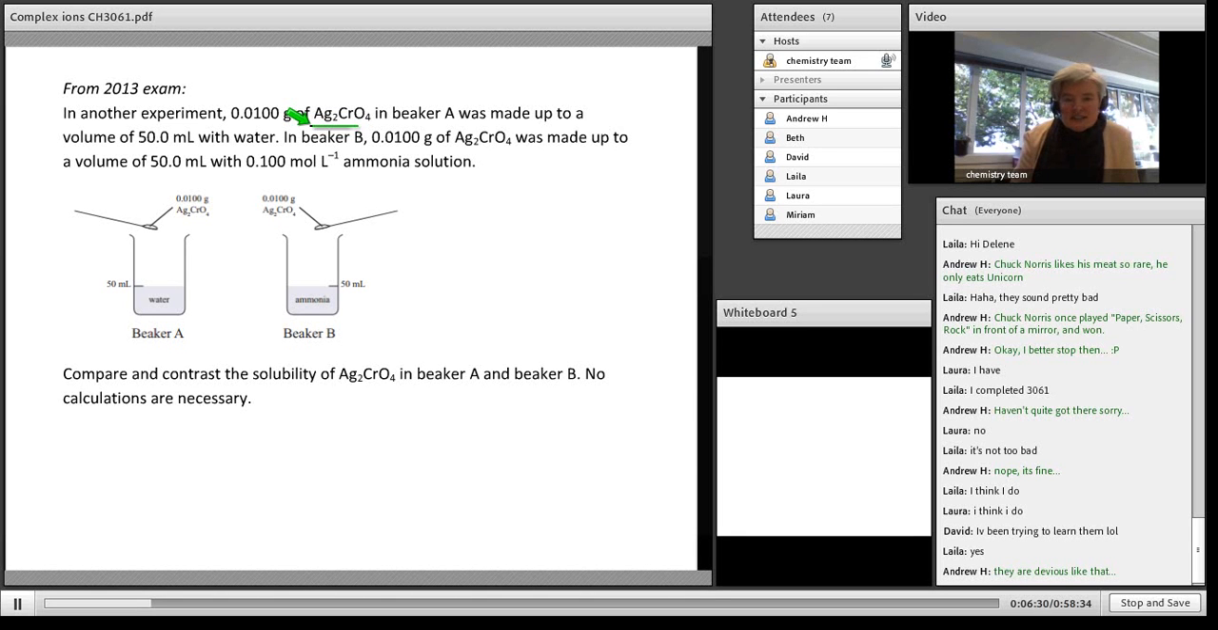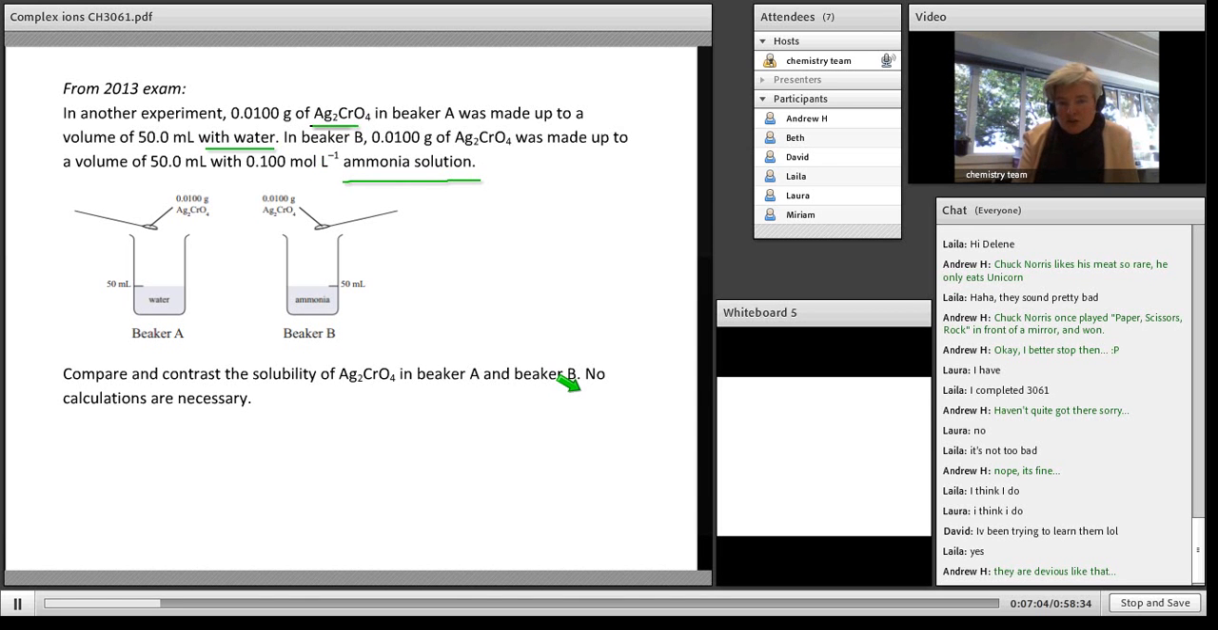If you ever see silver, think complex ion. Same thing for zinc, same thing for aluminium or copper. So what have you got here? You've mixed silver chromate, and you've got 2 of them, but one of them is in just straight water and the other one is in ammonia solution. So I hope bells are ringing that complex ions are starting to come into your mind.